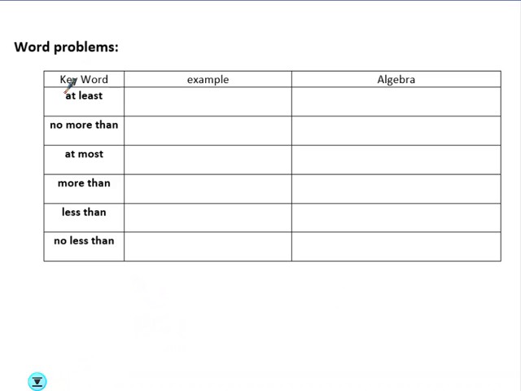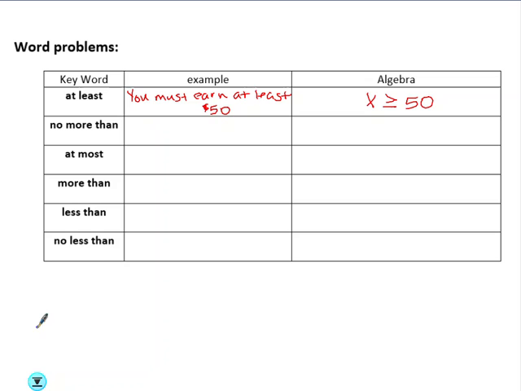First, you have the word at least. An example might be, you must earn at least $50. If we are writing an algebraic expression, this would be x is greater than or equal to 50, because at least means that much or more.